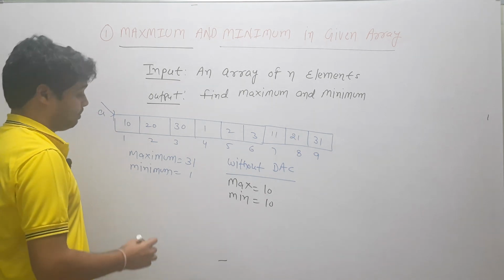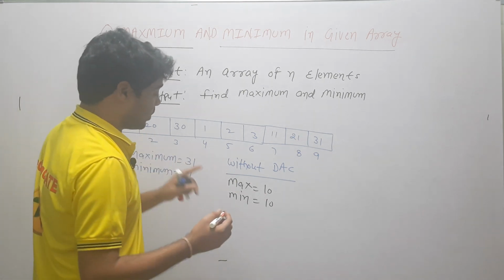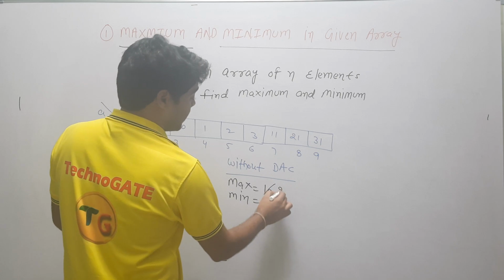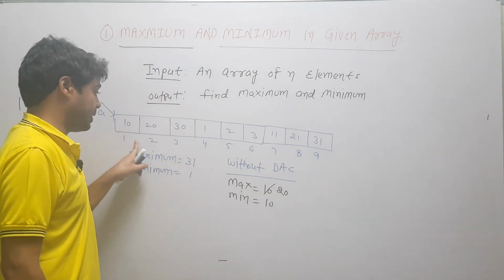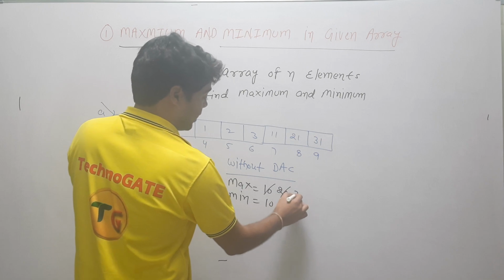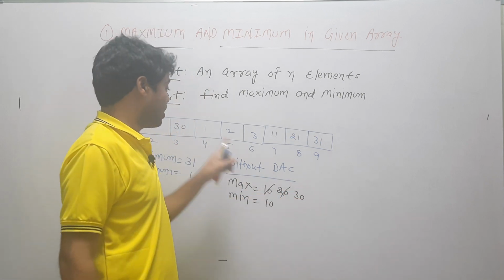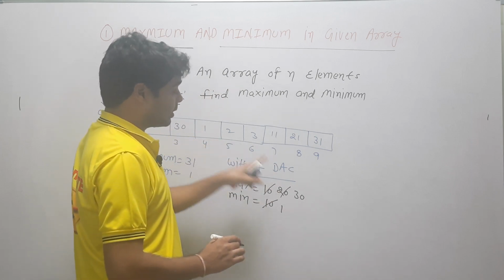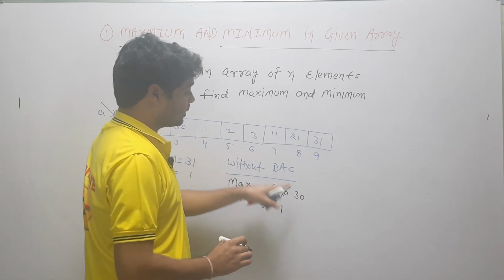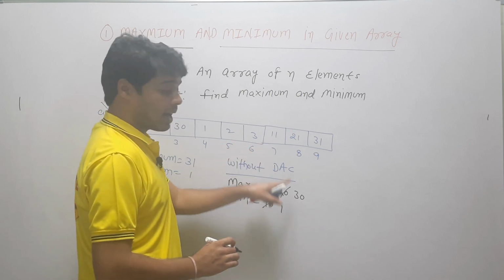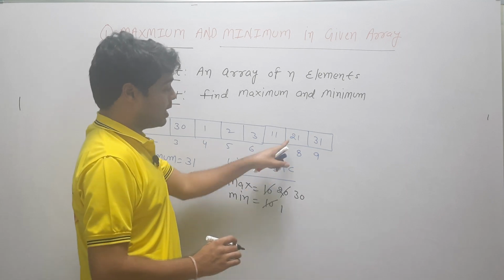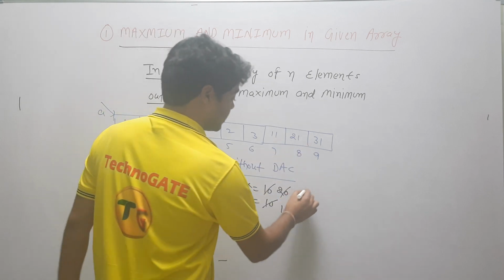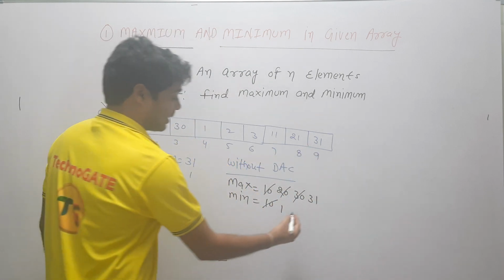So let's see this one. Compare 20 with 30 and 10 and 10, max and min both. 20 greater than maximum, yes, update maximum. No minimum update here. 30 greater than maximum, yes, 30 will update here. 1 greater than maximum, no. 1 less than minimum, yes. 2 greater than 30, no. 2 less than 1, no. 3 greater than 30, no. 3 less than 1, no. 11 greater than 30, no. 11 less than 1, no. 21 greater than 30, no. 21 less than 1, no. 31 greater than 30, yes. Update it. So this is the maximum here, this is the minimum.